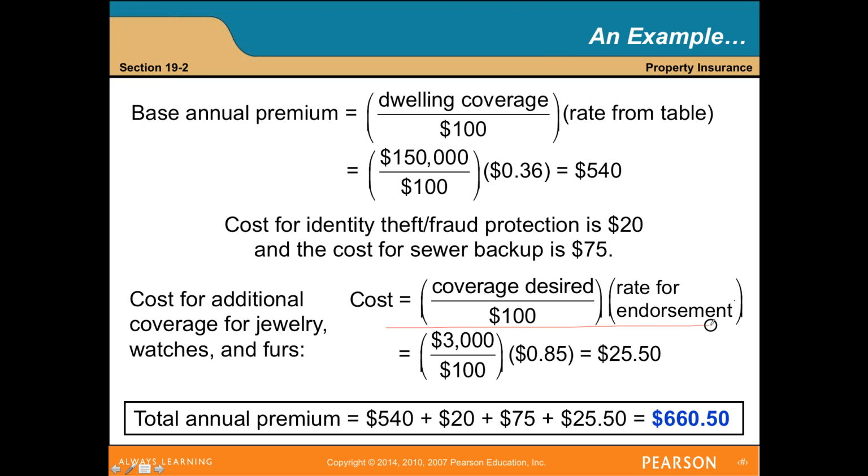So then we have, maybe this will make it easier to see, 3,000 over 100 times 85 cents equals $25.50. So the total annual premium is 540 plus 20 plus 75 plus 25.50 equals $660.50.